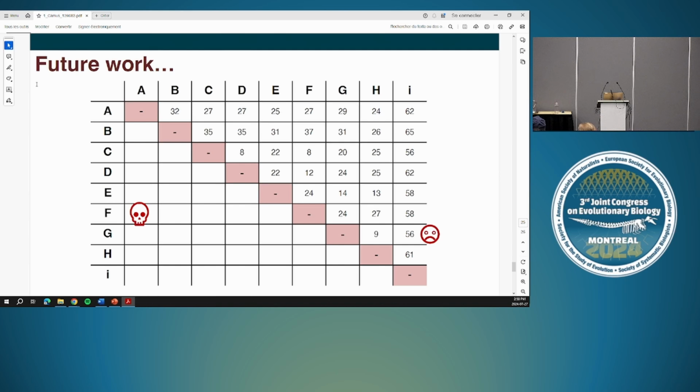And here, flies that have the G nuclear background with the I mitochondria. These genotypes are sad because the males are sterile.